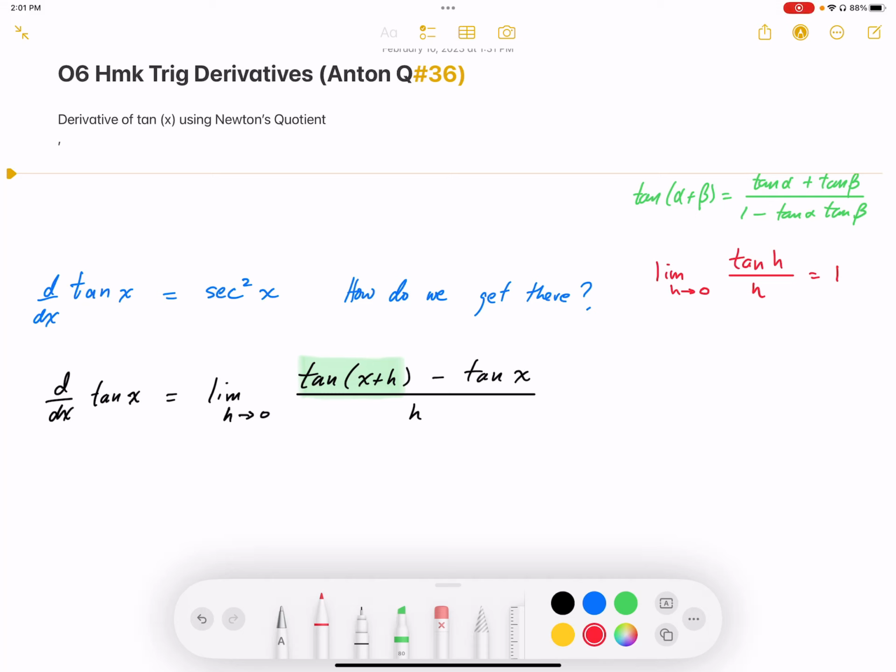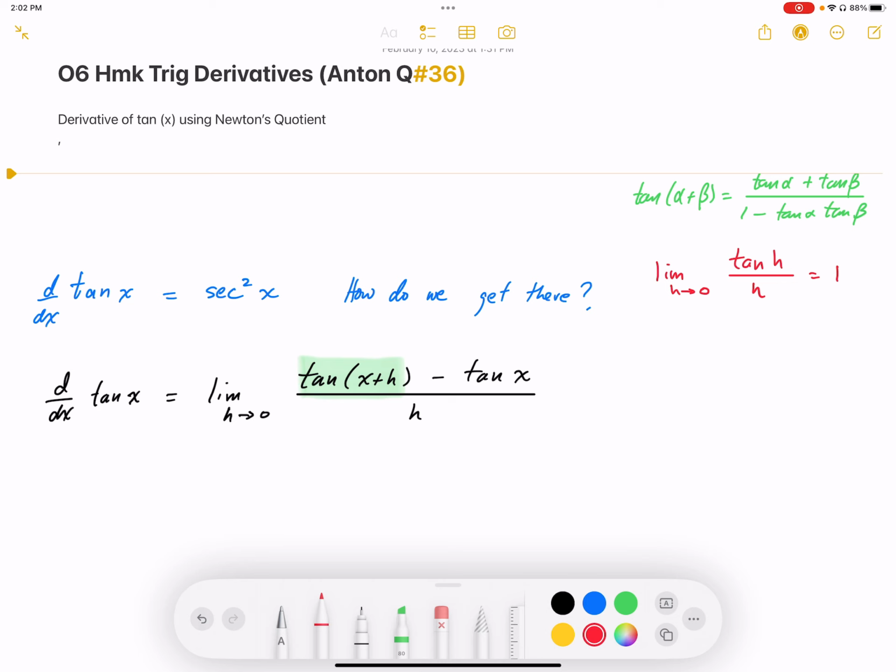The derivative of tan x is equal to secant squared x. But how do we get there? So we're going to show this by setting up the Newton quotient for the derivative of tan x, letting the limit as h goes to 0 of tan of x plus h minus tan x over h.